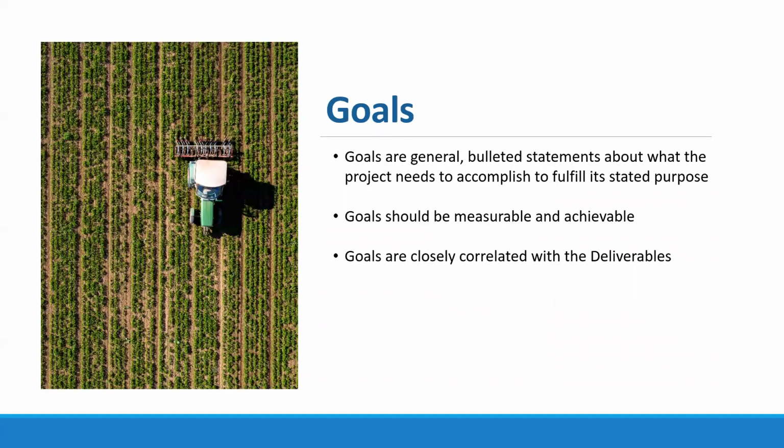All right, so next I'd like to talk a little bit about goals. Essentially there should be a line drawn from goals down through objectives, through tasks, and then finally down through deliverables. Your goals are going to be general bulleted statements about what the project needs to accomplish in order to fulfill its stated purpose. Goals should be both measurable and achievable. And again, as I mentioned, with that line from goals down through objectives, tasks, and deliverables, goals should be closely correlated with the deliverables.